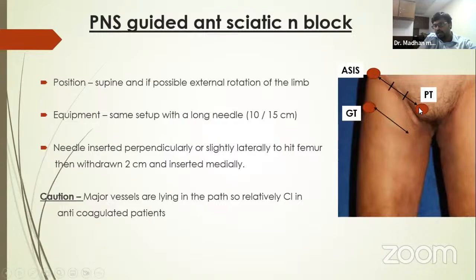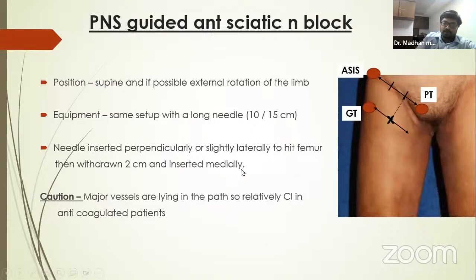So you draw a line between PT and ASIS, and another line parallel to the initial line from GT, and you divide the initial line into 3 parts, and at the junction of medial 1/3 and lateral 2/3, you draw a perpendicular joining the second line. This will be your needle entry point. You go perpendicular; you may either hit the femur or go directly towards the nerve. If you hit the femur, just withdraw and go slightly medial. Once you get the appropriate stimulus or motor response, you can go ahead and inject the drug.